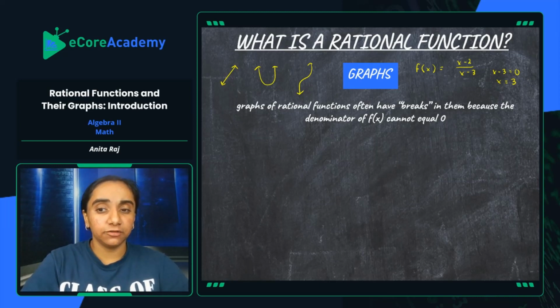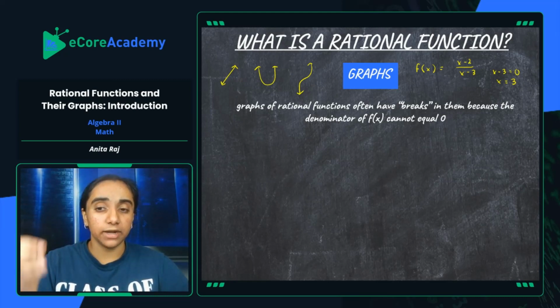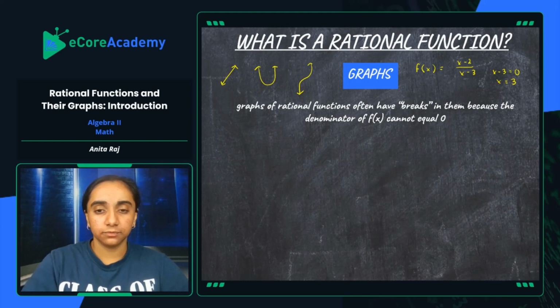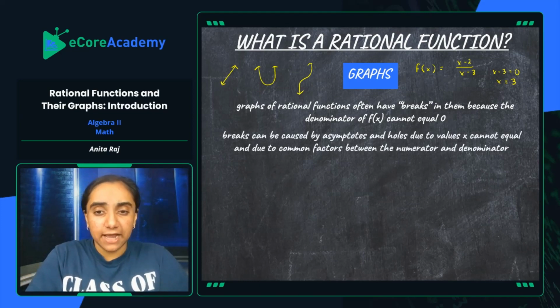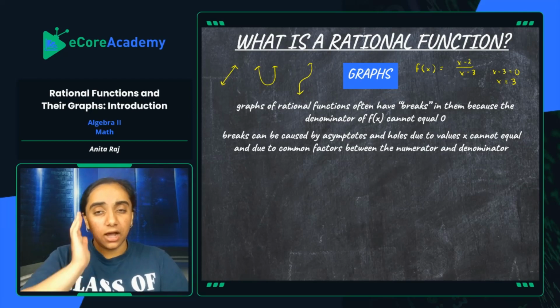Because the denominator of f of x cannot equal 0, we're going to end up plugging 3 in for x, and we're going to end up getting undefined, which is not a specific y coordinate, meaning we don't have a point when x is equal to 3. We don't have a corresponding y coordinate. That's going to cause there to be a break in the graph of f of x. Breaks can be caused by asymptotes and holes due to values x cannot equal and due to common factors between the numerator and denominator. So again, breaks are places where the graph does not have a point.